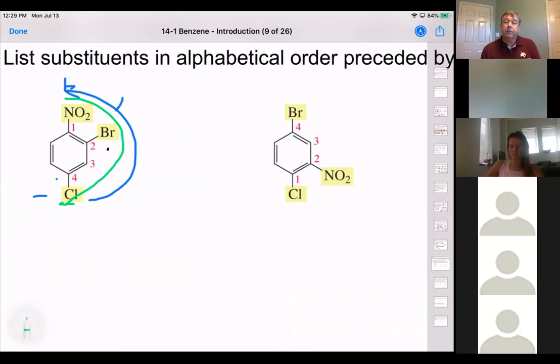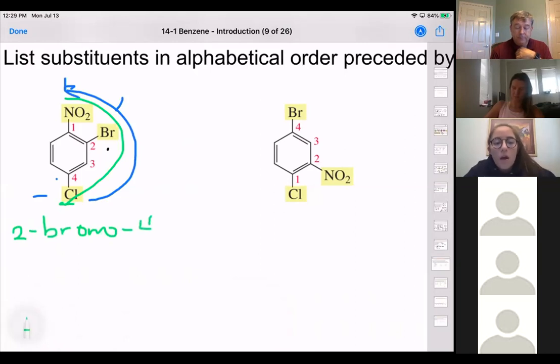After we figure out our lowest number set, then we just have to do them in alphabetical order. So we have chlorine, bromine, and nitro, which means the bromine is going to come first. So that's going to give us 2-bromo. Go ahead. Does nitro not have priority over chlorine? But because the nitro does not change the name, it's not like an amine, which would change it to aniline. So the nitro group is just a substituent and did not change the name. Okay? So that's what I'm talking about with priority.